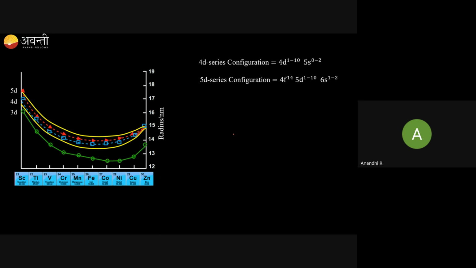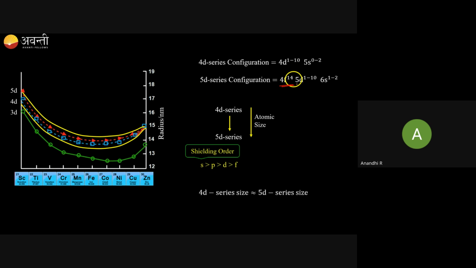You see the 4D series configuration is shown to you and the 5D series configuration also I have given. In case of 5D, the F orbital comes in between. So on moving from 4D to 5D, the atomic size should increase, but they have approximately the same size due to lanthanoid contraction. Got it? I'll explain this shielding order and the lanthanoid contraction while discussing the F block elements. So as of now, you just have the concept alone.